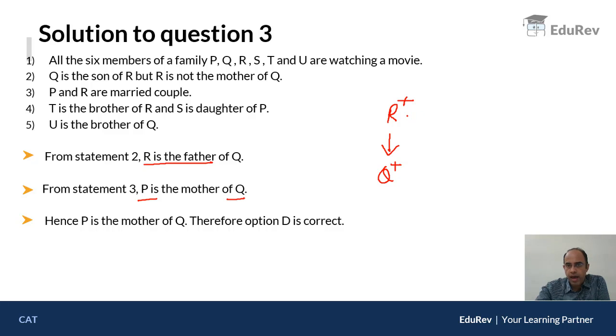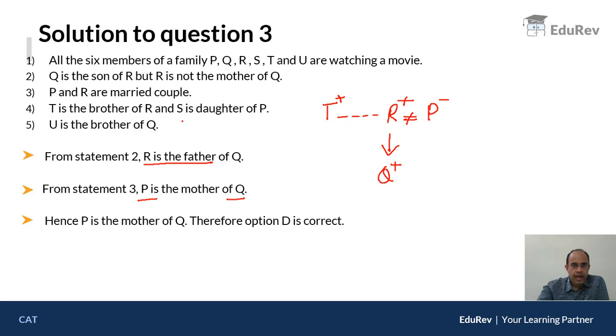Now, naturally, since R is married, I have given the sign of spouse. R will be married to somebody. Now, next line says P and R are married couple. Now, R is the husband, therefore P has to be the wife, and wife means a female. Therefore, I've given the negative sign. Now, fourth statement says T is the brother of R. That means they are same generation, and T is the brother of R. So T and R are siblings, and brother means he is a male. So I have given a plus sign. T and R are siblings.